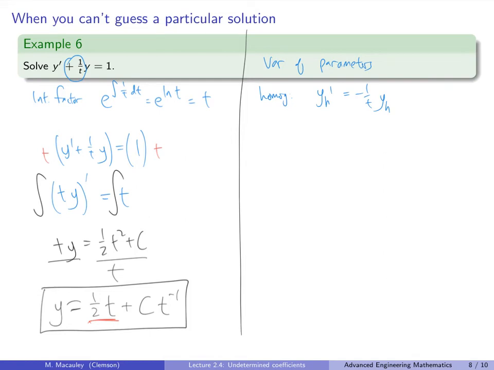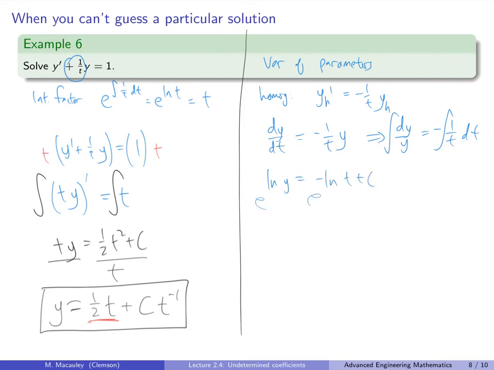I'm going to drop the h here. I'm just going to write dy/dt equals -1 over t times y. And now we want to separate variables. We get dy over y equals -1 over t dt. Integrate both sides. We get natural log of y on the left, and on the right-hand side, we get negative natural log of t plus c.